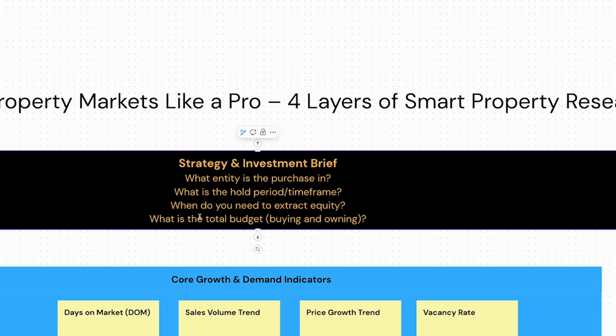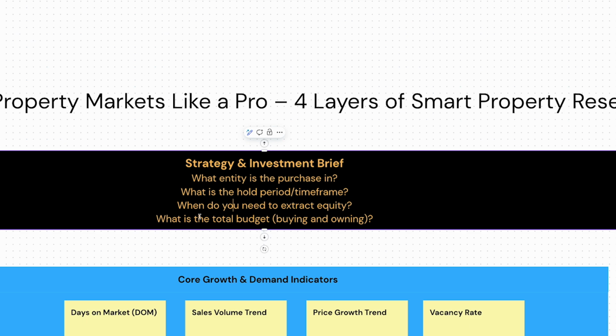So there you have it. Here are the 4 core layers of property market research and then all the underlying data points that you need to look at. When you stack all of these layers and data points and nuanced fundamentals together, you get a far more complete picture, and you're much more likely to invest in markets with real long-term potential, and it mitigates the risks of things going wrong.